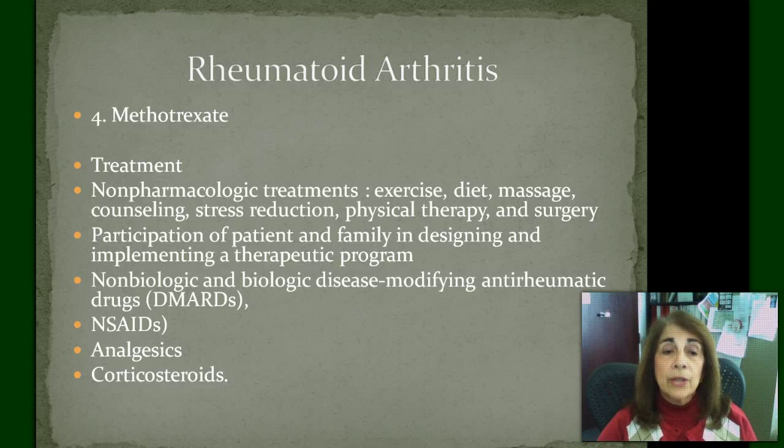Also, it's good to have participation of the patient and family in planning and designing the treatment plan, and what step will be done when and who will be involved. There are non-biologic and biologic disease-modifying anti-rheumatic drugs, or the DMARDs, which are well covered in your pathophysiology text. NSAIDs are used, usually ibuprofen or Aleve, analgesics, and then steroids, especially for flares.